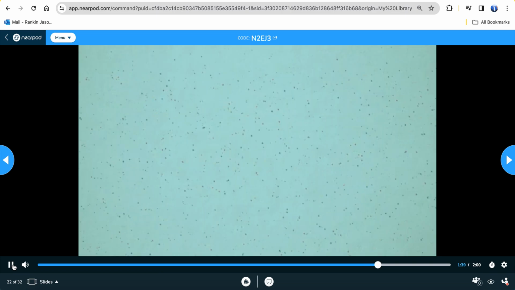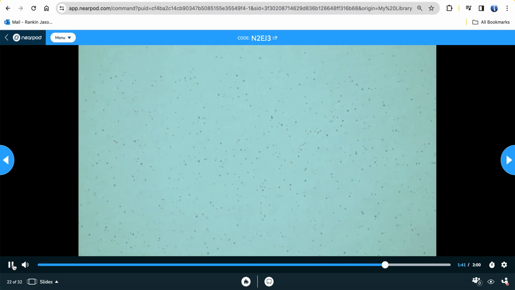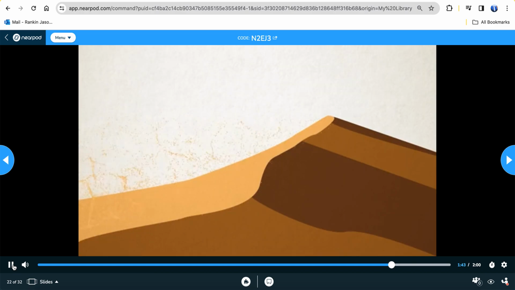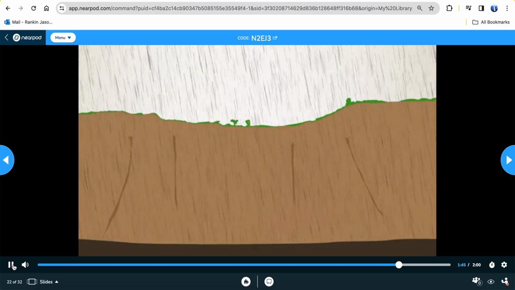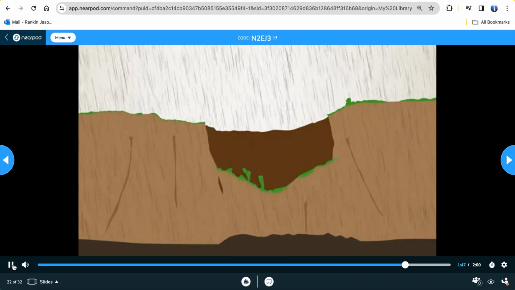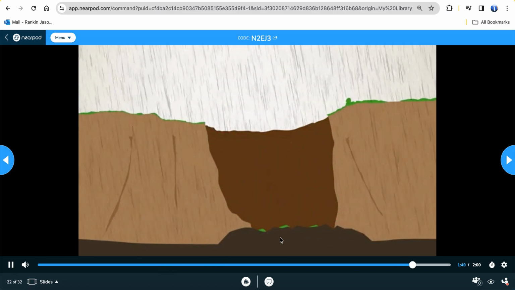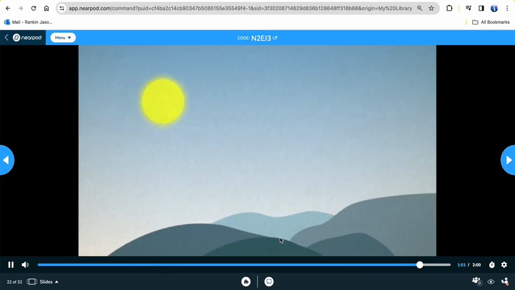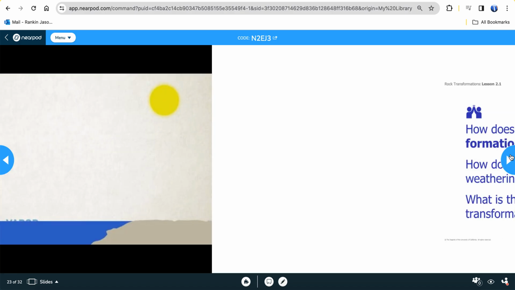Erosion happens in many ways. Rivers can move sediments downstream. Wind can blow sediment to a new location. And rain can cause landslides that move sediment downhill. Now you know how energy from the sun causes weathering and erosion on Earth. At least the surface.